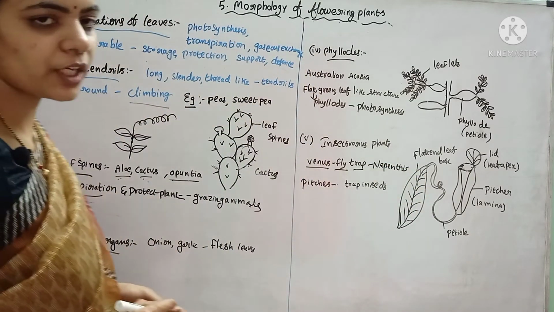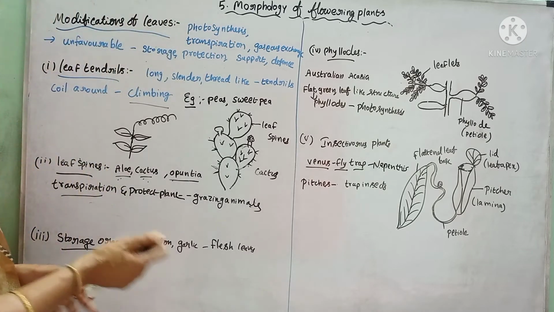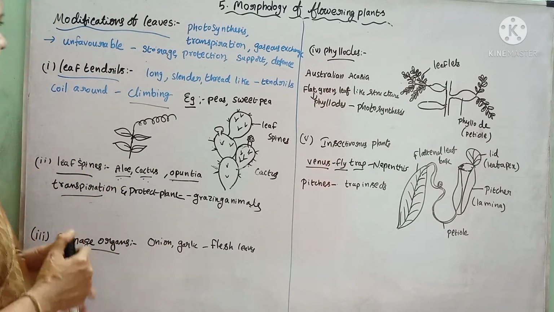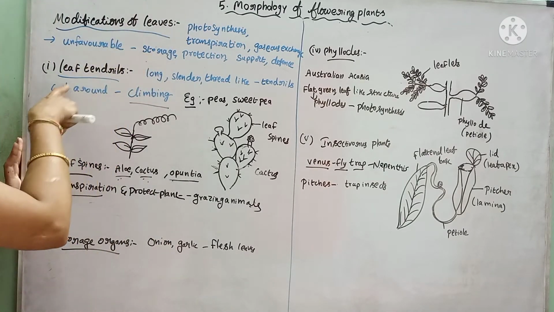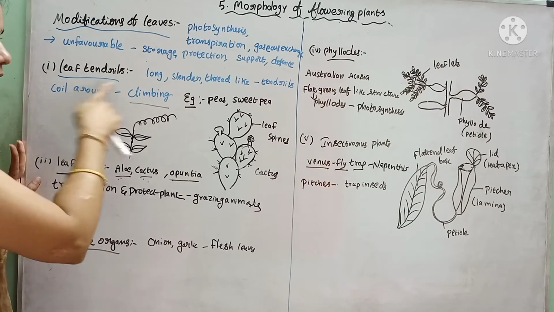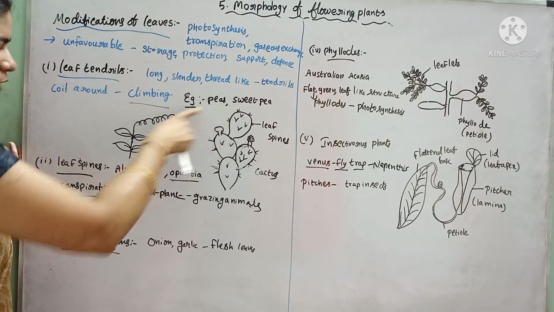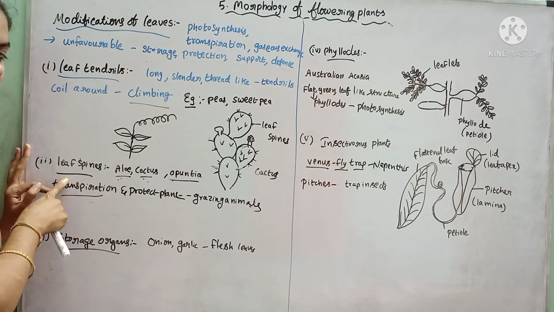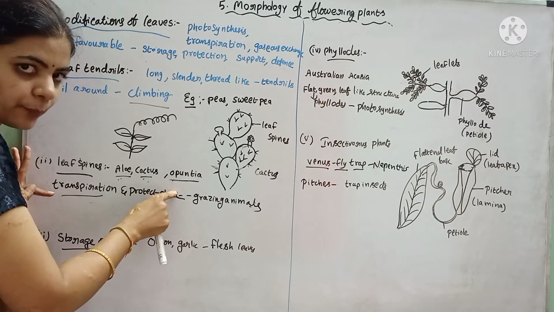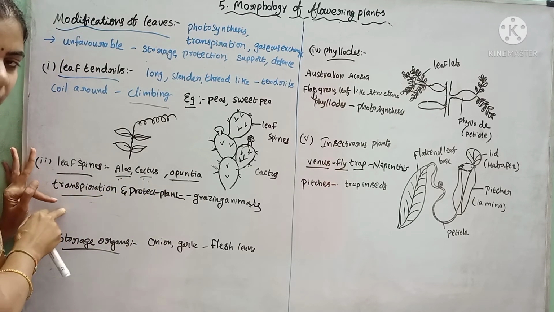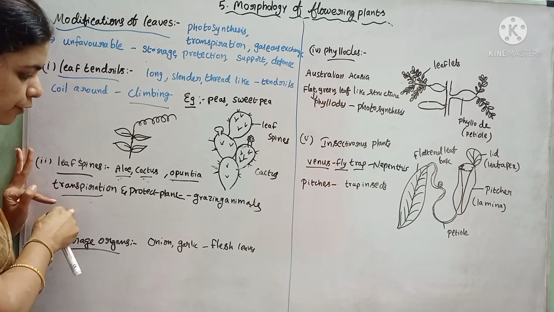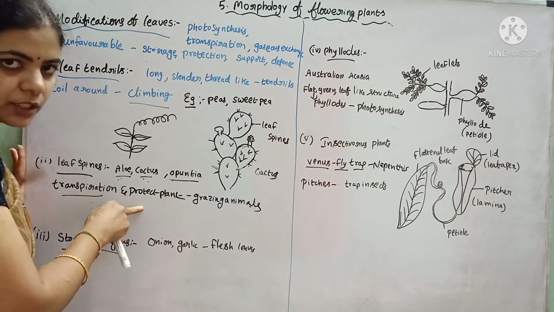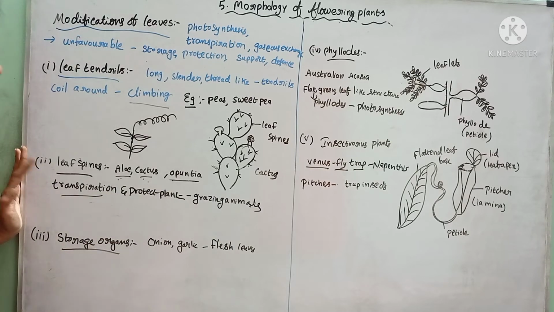So these are the modifications of the leaf. Once again, we will revise. Leaf tendrils are seen in peas and sweet pea for climbing. Leaf spines are seen in aloe vera, cactus and opuntia. The spines are helpful for preventing transpiration and also for protecting them against grazing animals.